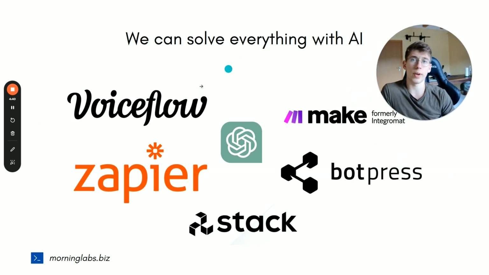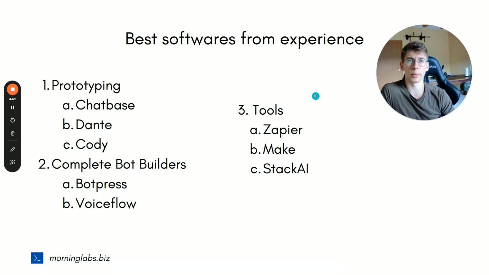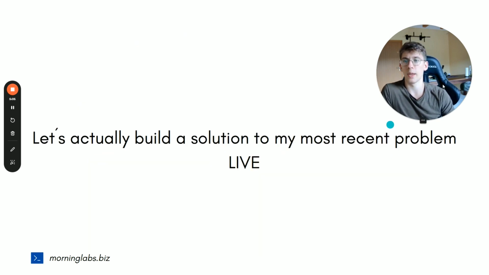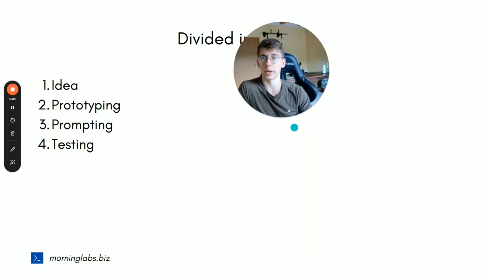Now, we can basically solve everything that we said right here with AI. VoiceFlow, ChatGPT, Make, WordPress, Zapier, Stack, Airtable, whatever, right? The best softwares from experience are these. If you want to screenshot them, feel free to do so. I'm not going to read through them all, but that is something you should know as someone who runs an AI agency, to supply your clients with the best fulfillment possible. So let's actually build a solution to my most recent problem live, okay?